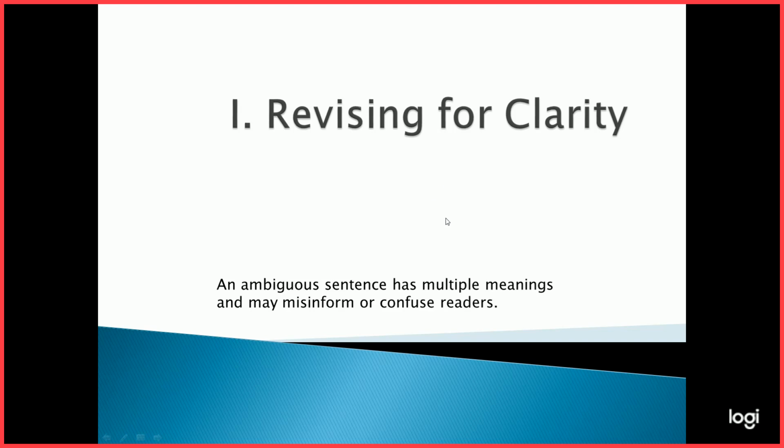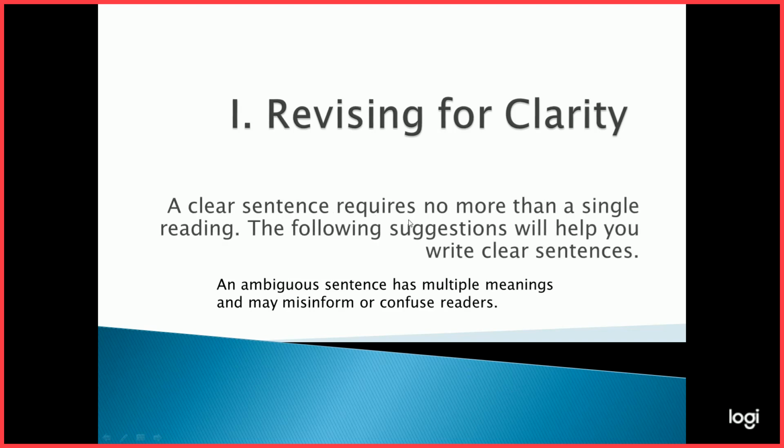The opposite of clarity is ambiguity. Clarity means to be clear. Ambiguity means double meaning, unclear. So an unclear sentence often has a double meaning. A clear sentence requires no more than a single reading. The following suggestions will help you write clear sentences. Clarity is clear and lucid. Ambiguous means unclear, double meaning. So there are the key operating terms here.